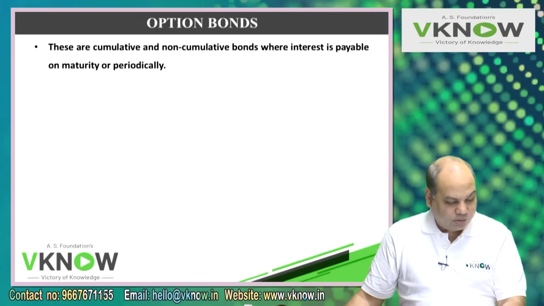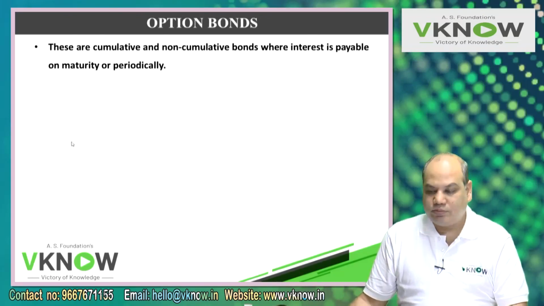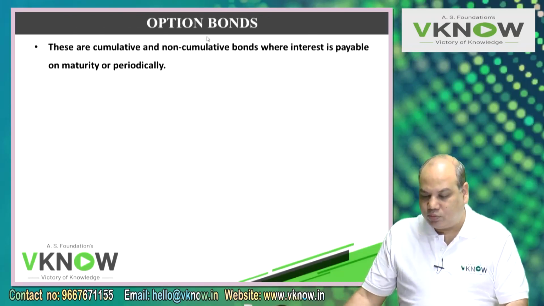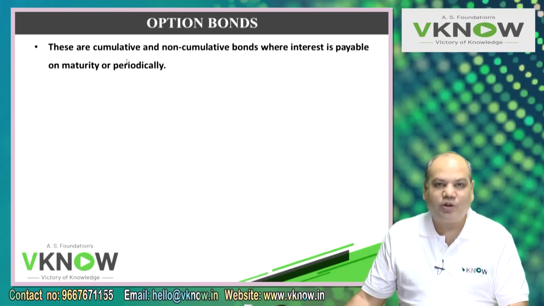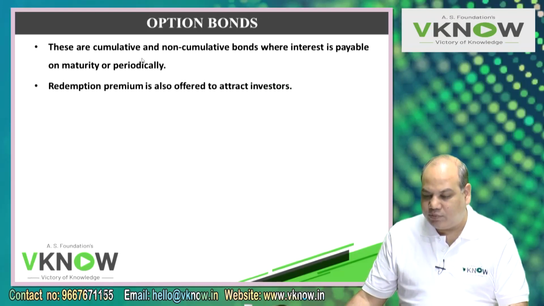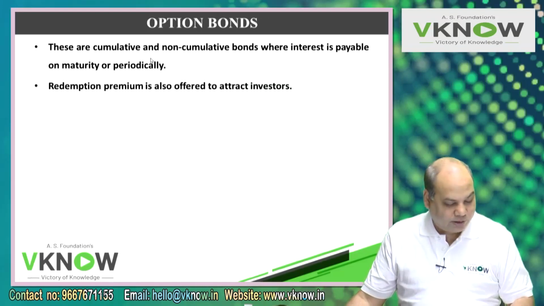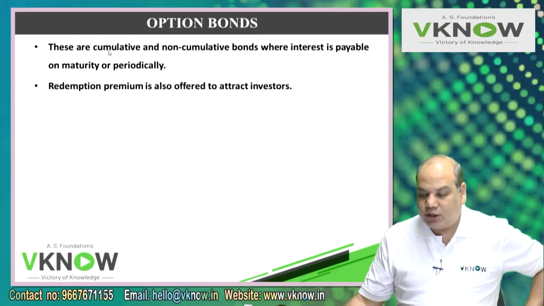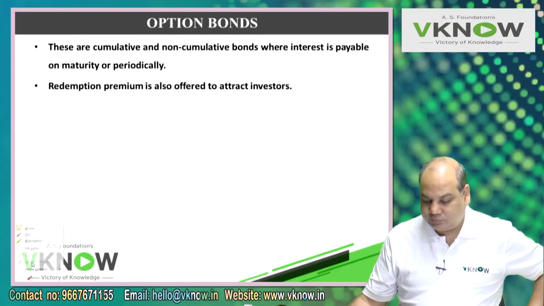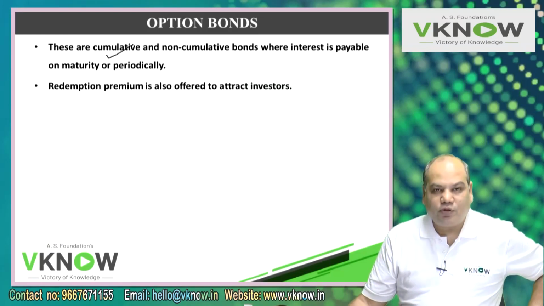Now we'll come to point number 6, option bond. So why is it called option bond? Because there are two options given to the investors. Sir, which two options? Cumulative, non-cumulative. So what do you mean by cumulative and non-cumulative? That I will explain. If you tick mark the cumulative option, so in the application form, you tick mark the cumulative option.